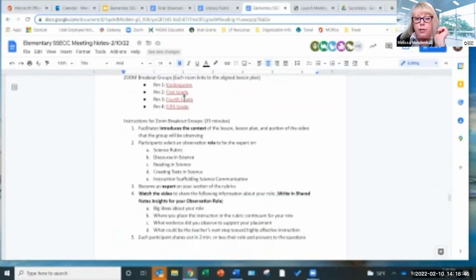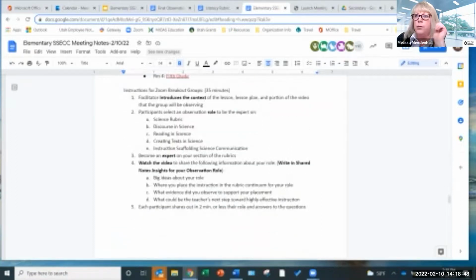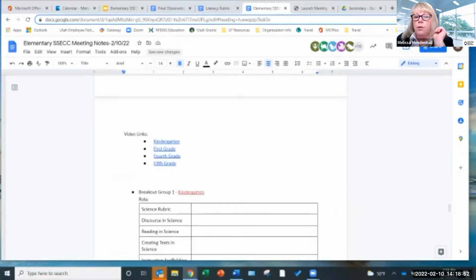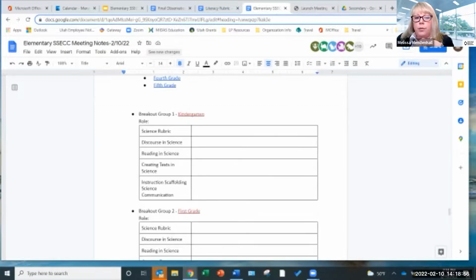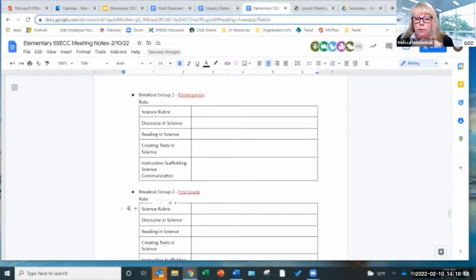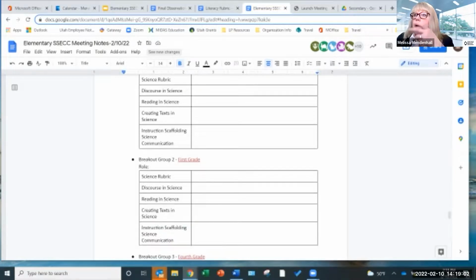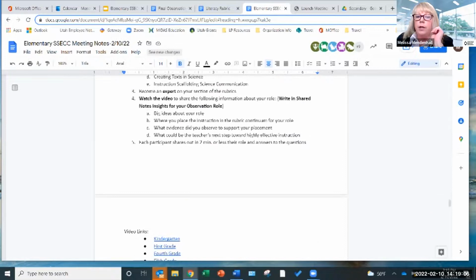Then the instructions, again, for your breakout rooms, which your facilitator will walk you through. There are also links to the full videos that you have. And then here's where you're going to select, if I'm in 1st grade and I'm looking at discourse in science, here's where I write the things down. After you've watched the video, you'll have about 2 minutes each in your group to share out and have a discussion facilitated by your room facilitator.